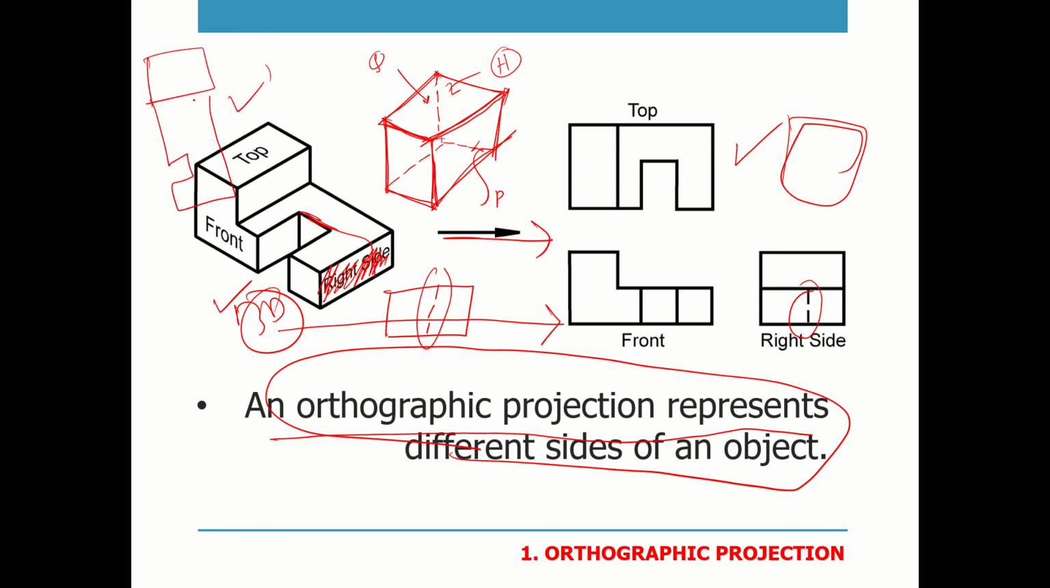Not in a sketchy manner. We will try to do it in a more engineering manner. How do you use set squares and T-scales to construct this 3D object in the first place, and then convert that 3D into 2D drawings, and vice versa.